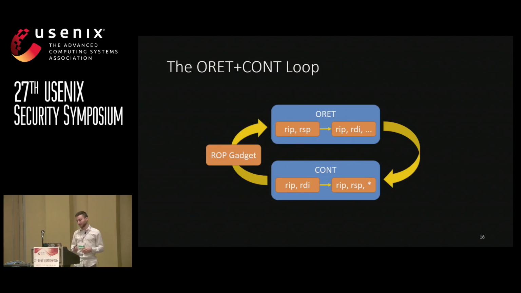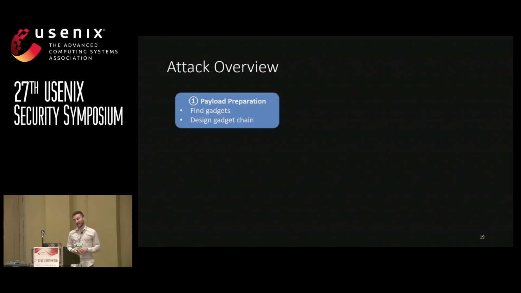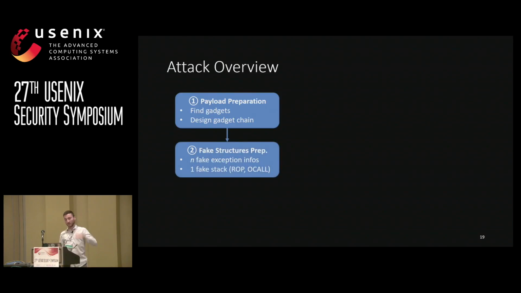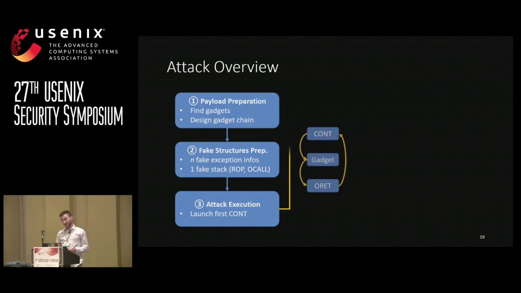kickstart the loop again. So let's have a look at the attack at a high level. First off, we prepare: we find the gadget, we design a chain, then we prepare a bunch of fake structures. This is a little bit time-consuming the first time the attacker does it, but then it's basically the same for all attacks. When we have those structures, we launch our attack. In this example, I'm launching it from the continue primitive, but you can also launch from ORET. It doesn't really matter. It's a loop anyway.